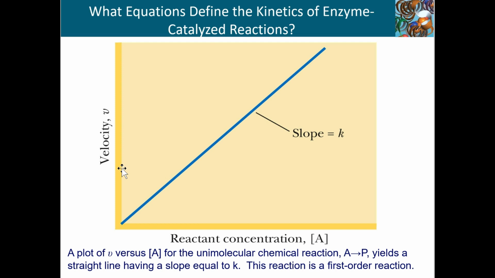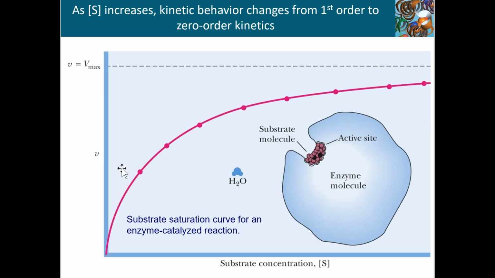So this is just a linear slope of a unimolecular reaction in which compound A is converted to product P, and you see that as the reactant concentration A increases, velocity increases linearly. Now, this is what it looks like with the enzyme. As our substrate increases, kinetic behavior changes from first order to zero order.